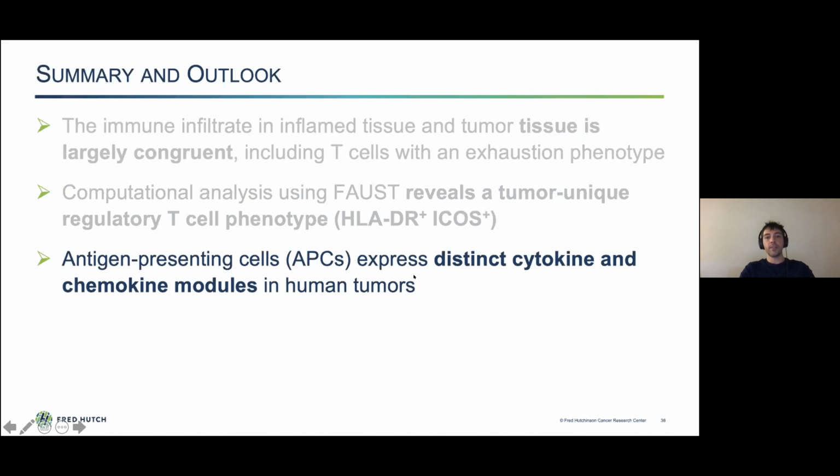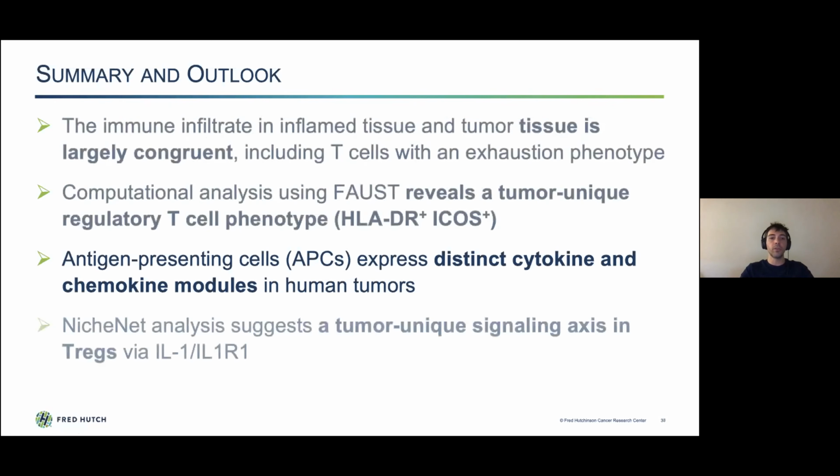Antigen-presenting cells express distinct cytokine and chemokine modules in human tumors, and we could use our comprehensive single-cell RNA-seq data to utilize NicheNet, which suggests that there might be a tumor-unique signaling axis in Tregs via IL-1 receptor.